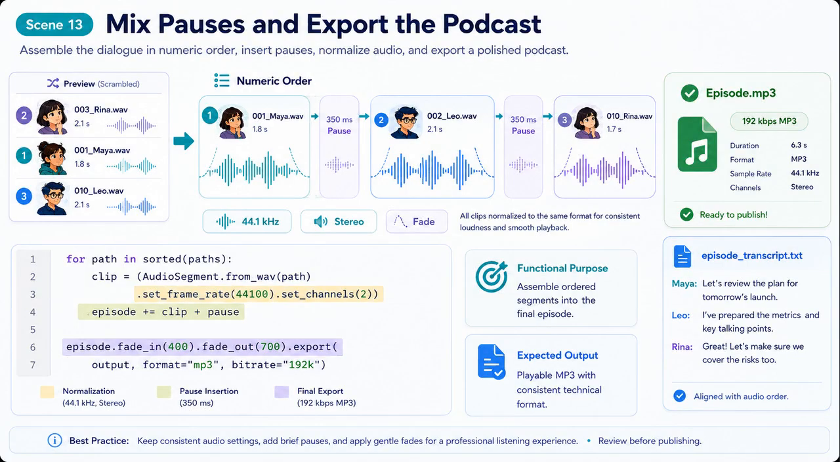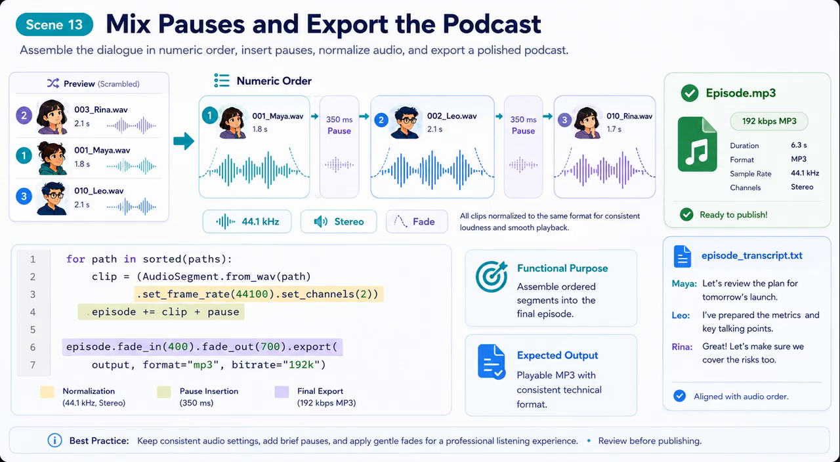This sets up the next important point: mix pauses and export the podcast. The mixer loads segments in numeric order so file system sorting cannot scramble the conversation. A short pause is inserted between normal turns and a slightly longer pause between sections. Each segment is normalized to the same frame rate and channel count before concatenation.